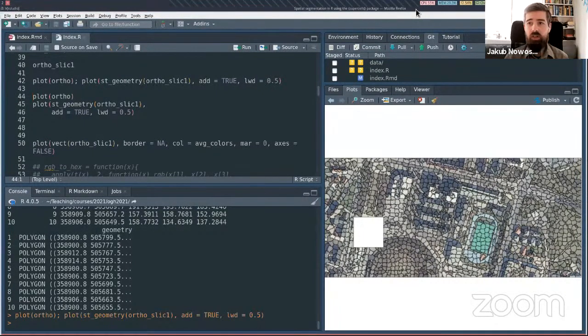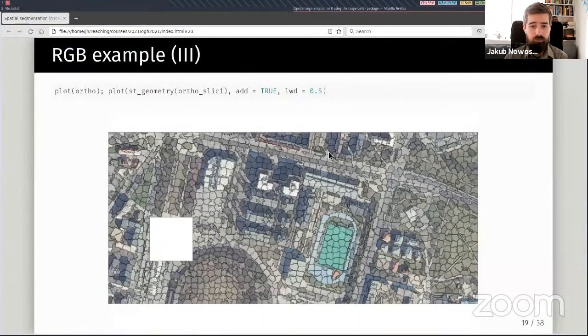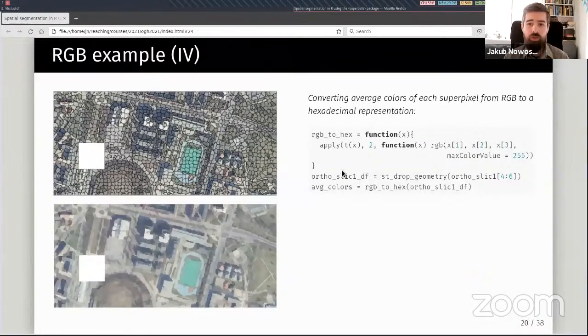What's really great here is that this output is just our original image with the borders of superpixels imposed on them. But what we can also do is create simplified images based on our results.